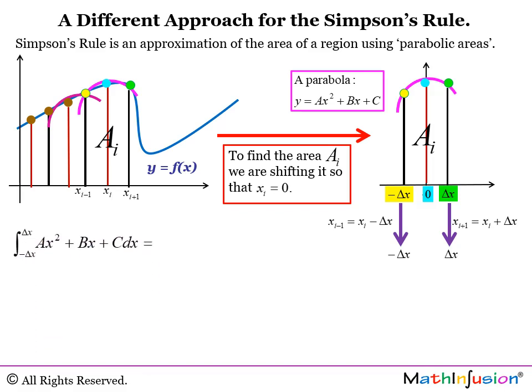To find the area AI, we have to approximate the integral between negative delta x to delta x of this parabola. Because we assume that this is a parabola, we can say that this curve, the purple curve here, is y equals ax to the power of 2 plus bx plus c, and that's why we want to integrate that between negative delta x to delta x.